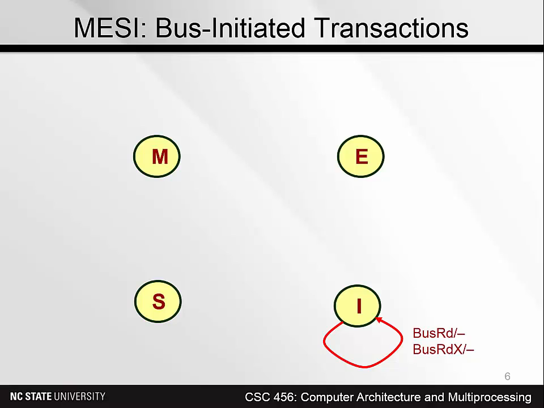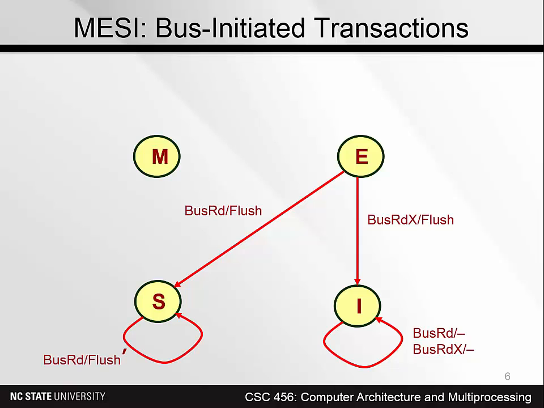If a line is in invalid state and another processor reads or writes it, it stays invalid. If a block is in state E when a bus read comes in, that means another processor wants to cache it, so the block will now be shared. This requires a transition to state S. If a block is in state E when another processor writes it, it must transition to state I. But this processor holds the only valid copy of the block, so as it is invalidating it, it sends it out onto the bus from which main memory, as well as the requesting processor, pick it up.